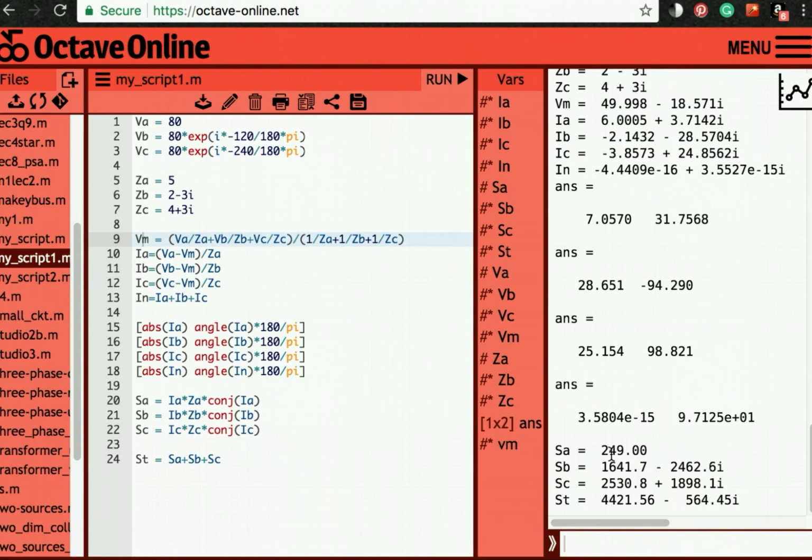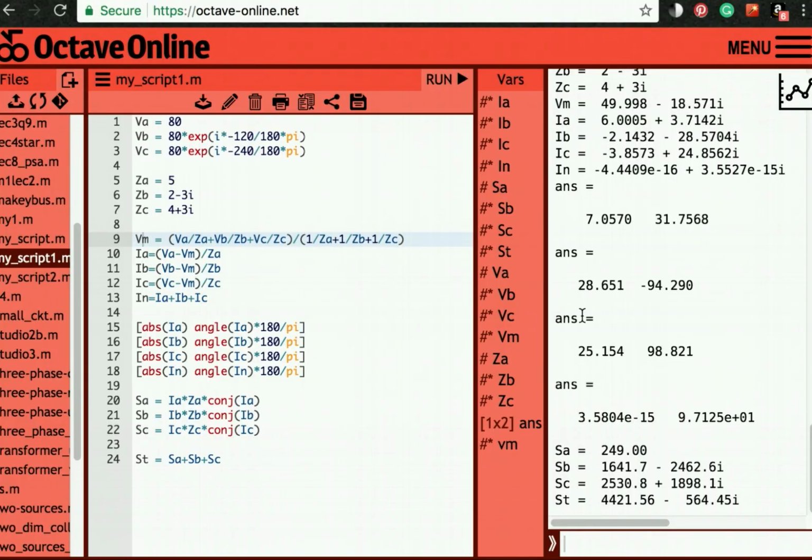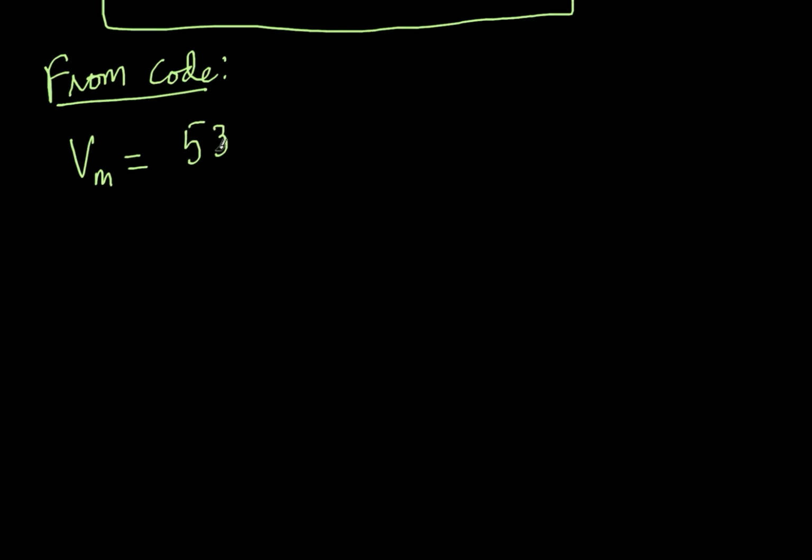And finally, here I'm getting A phase active power only 249 watts, and B phase active power, C phase active power, total active power. Let me transfer all these results to my writing pad. So let's go down here. From calculations, VM is equal to, let's print the absolute value of VM and angle of VM. This 180 by pi is for conversion to degrees instead of radians. Let's quickly run this. Here I'm getting 53.33 at minus 20.3 degrees. So this is the VM.